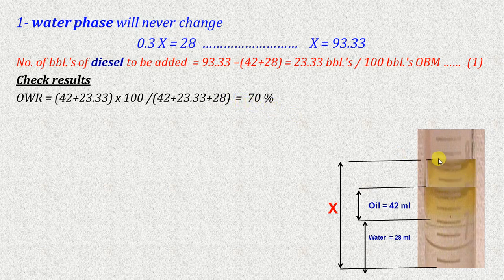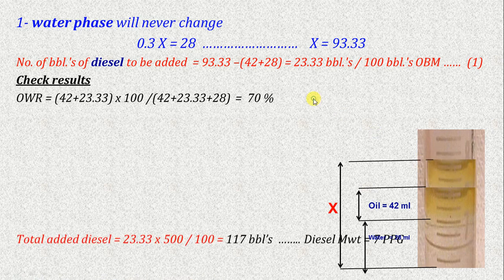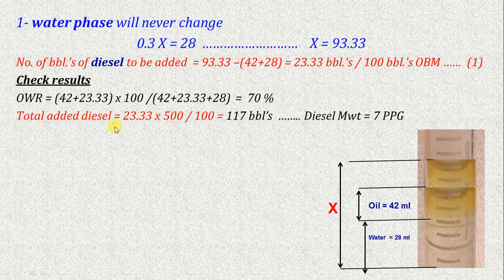So this new volume is 23.3. The total added diesel, as I told you, will be 23.3 multiplied by 500 barrels for each 100. So it will equal 117 barrels. The diesel mud weight equals 7 ppg. So there will be a new total added diesel of 117 barrels as a total volume to be added.